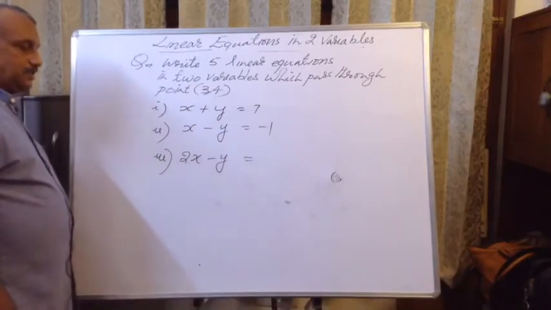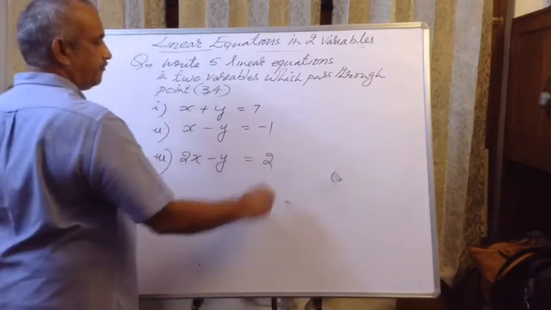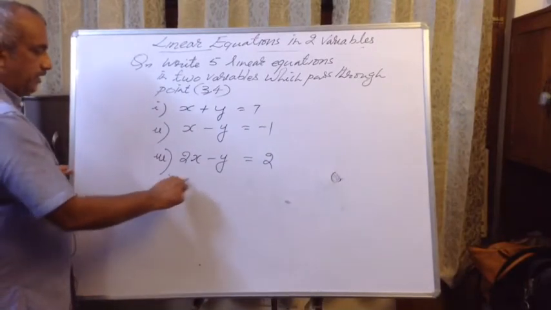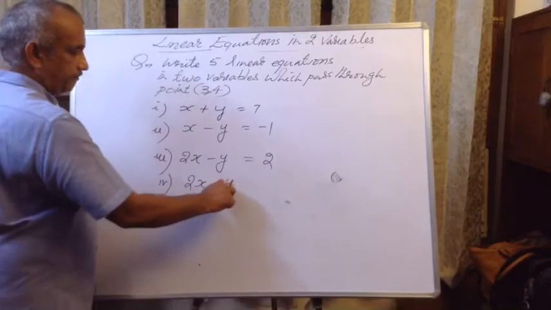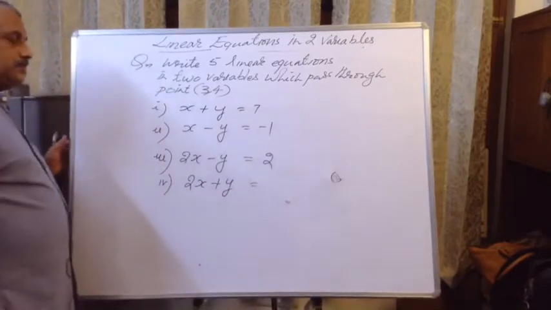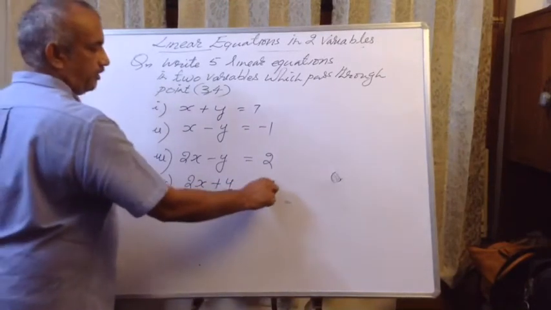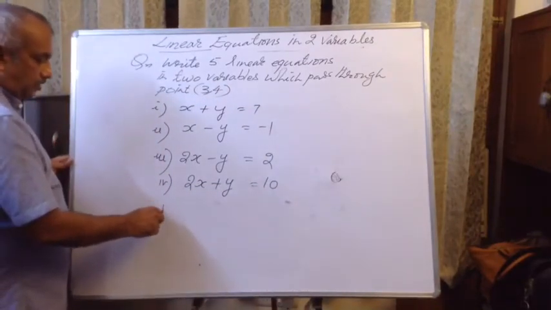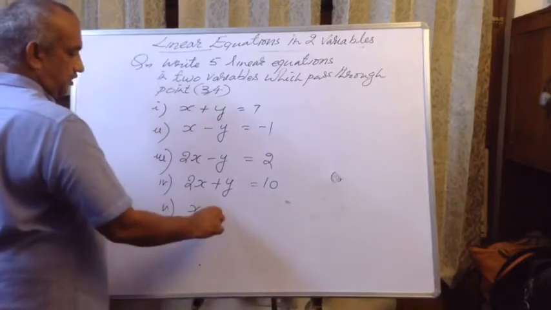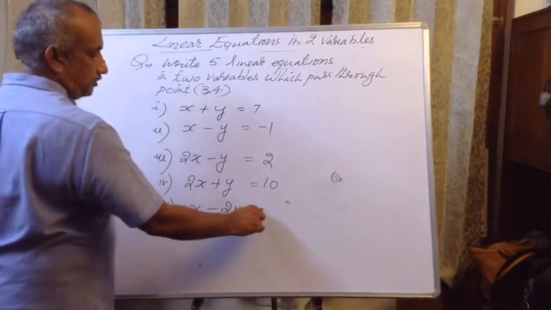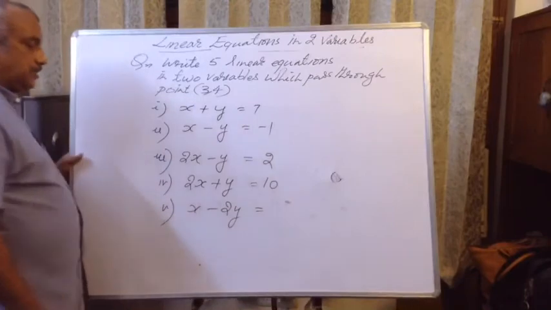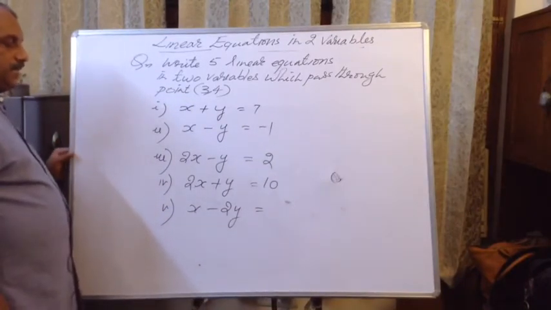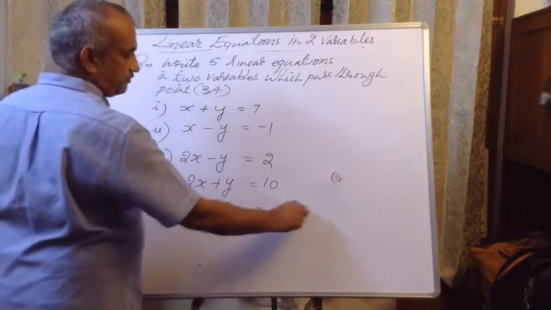3 2s are 6 minus 4, 2. Another equation: next one I am writing 2x plus y is equal to 2 into 3, 6, 6 plus 4, 10. Another equation, one last one more: x minus 2y is equal to 3 minus 2y, 2 into 4, 8. So 3 minus 8, minus 5.